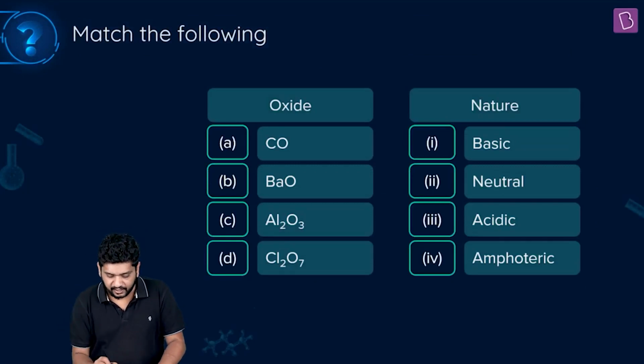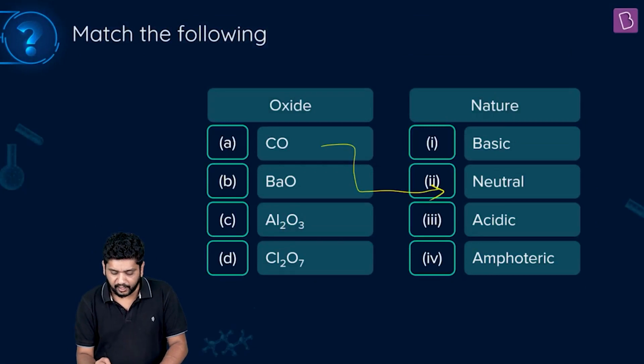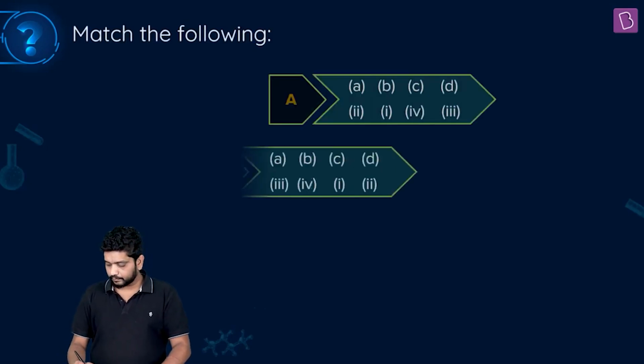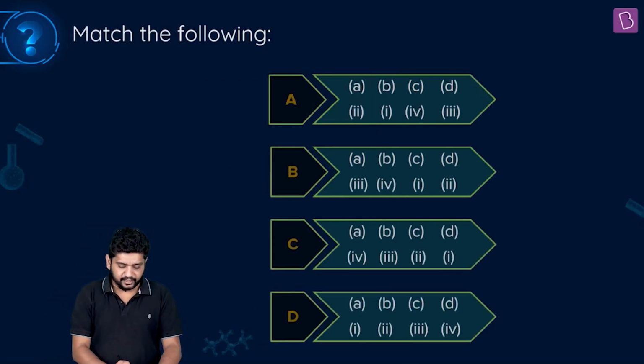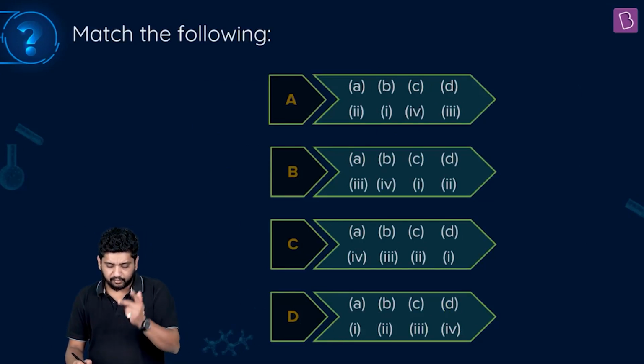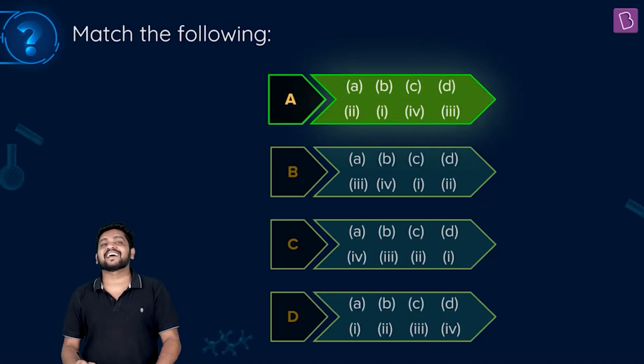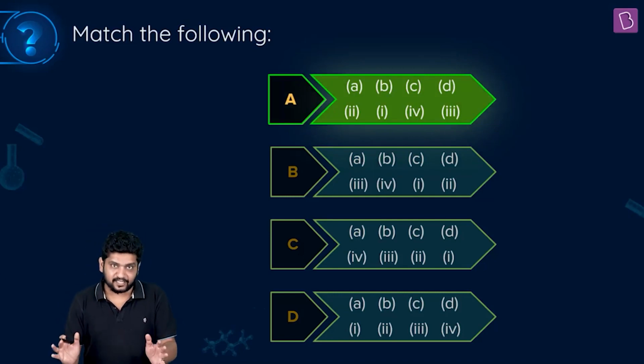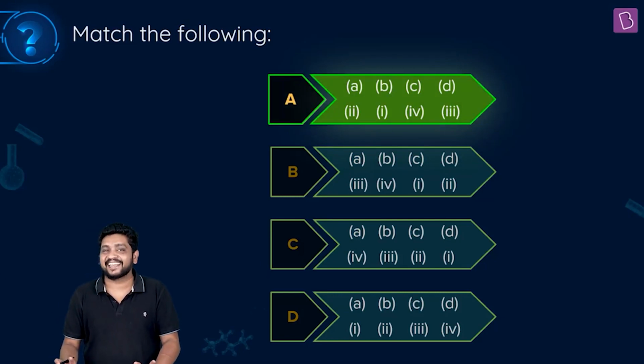So matching wise, what do you see here? Carbon monoxide A should go to 2, neutral. Barium hydroxide should go to 1, which is basic. Al2O3 should go to amphoteric, and Cl2O7 should go to acidic. So A2, B1, C4, D3, this is what we are looking for, right? Looking at the options, we have A2 B1 C4 D3. Oh wow, brilliant. So option A itself is the right answer. Very simple question. To be honest, such a simple question is probably not expected anywhere, right? Anyways, A is the correct answer.